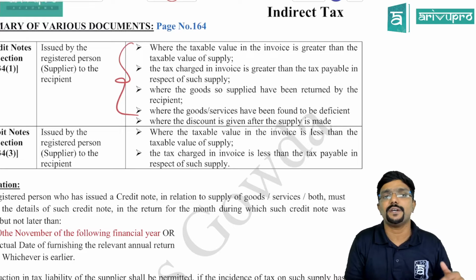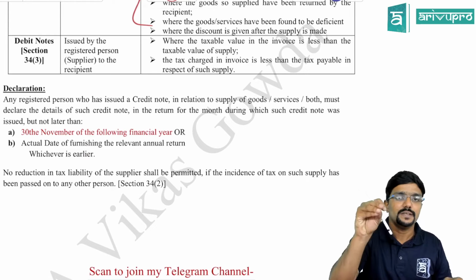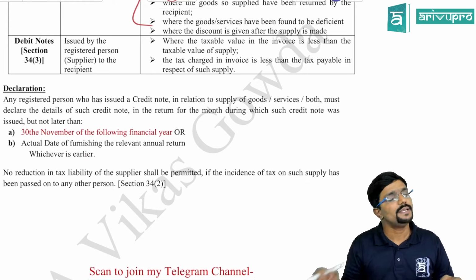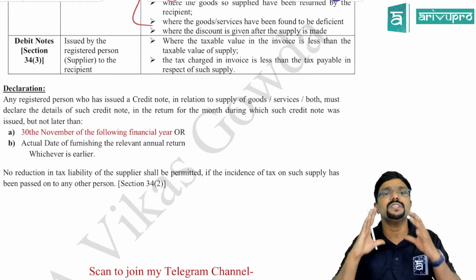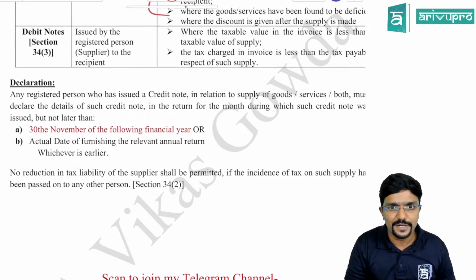Once you issue a credit note, the credit note information has to be given in the return for the month in which you issue the credit note. But it can be given later also within some deadline. Within some deadline. So the amendment is with respect to that.